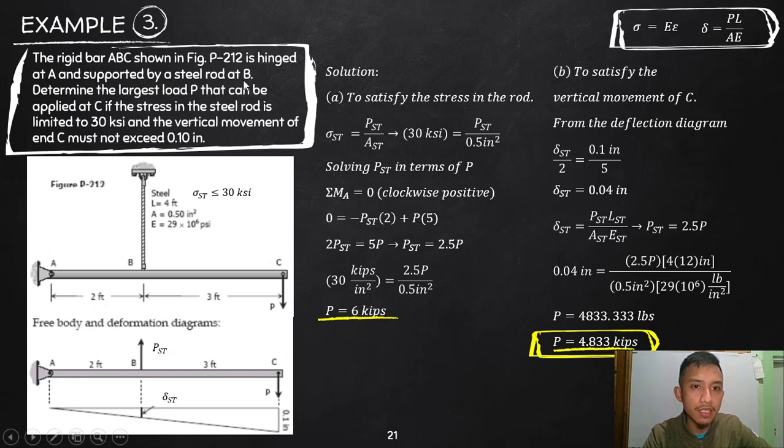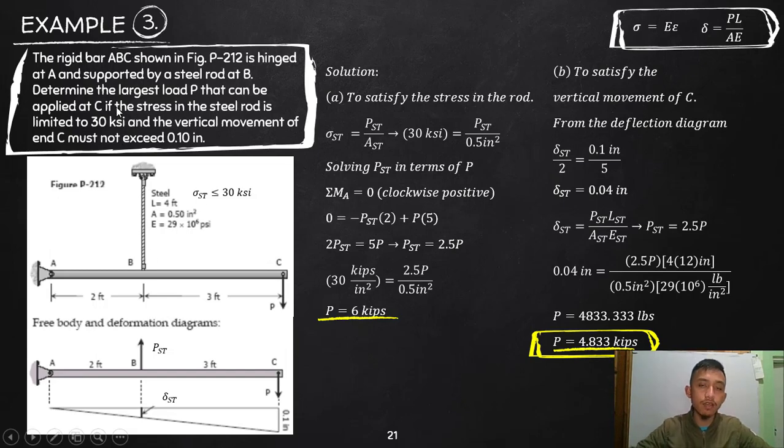Okay, so in this figure, that is hinged at A, so that is free to rotate, and then supported by a steel rod at B. Okay, so that is a steel rod, and then determine the largest load P that can be applied at C. So let's figure out that maximum P to be applied at this point C, if the stress in the steel rod is limited only to 30 ksi.